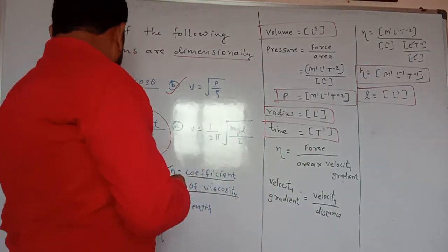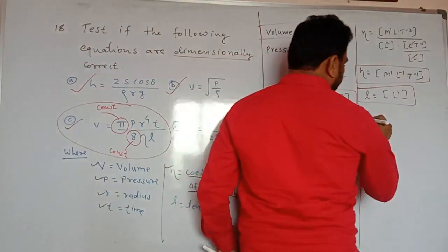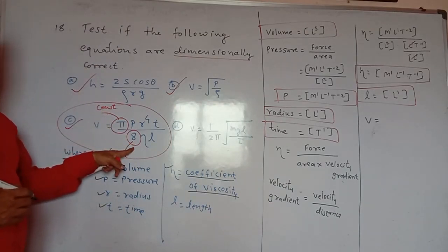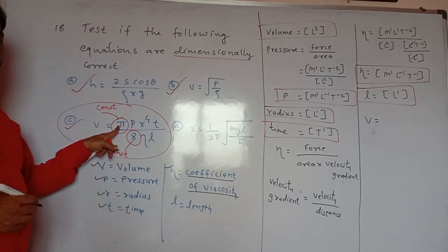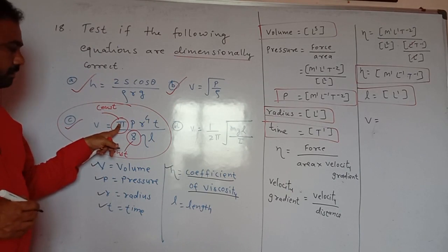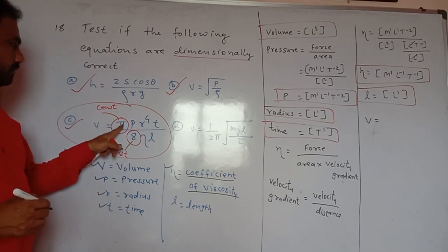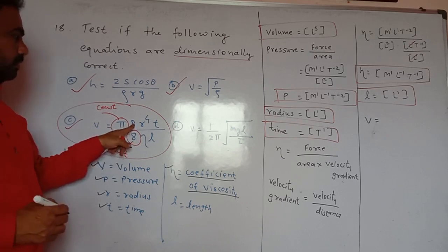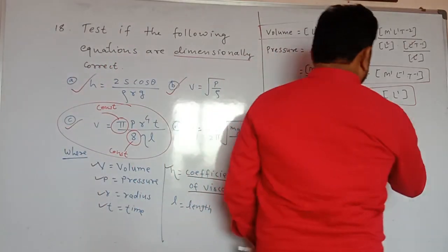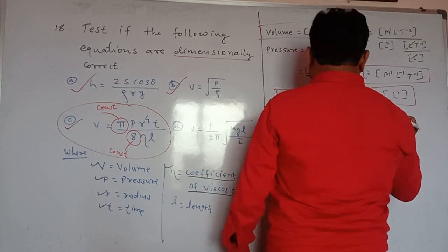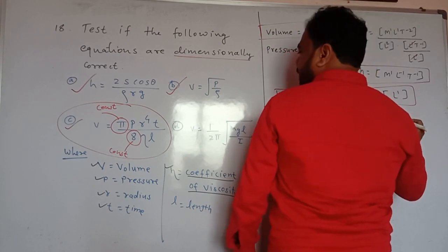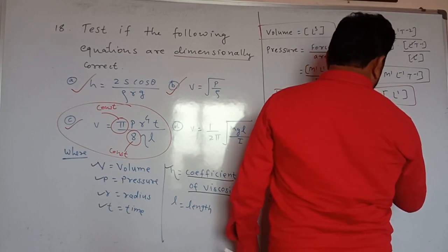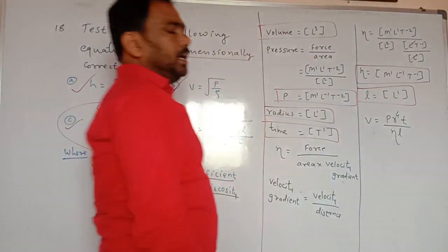So what are the remaining terms? Volume is equal to, this pi and 8 both are constant, because pi has the constant value 3.14 and 8 is a number, so we do not write these two constants. Just we have to write pressure P, then r to the power 4, then small t divided by eta into L. So just we can write in this way.